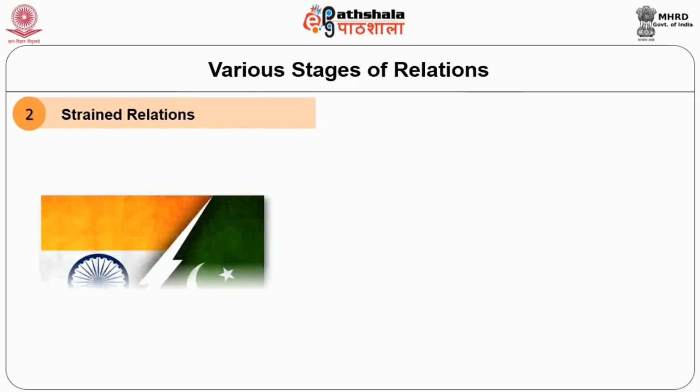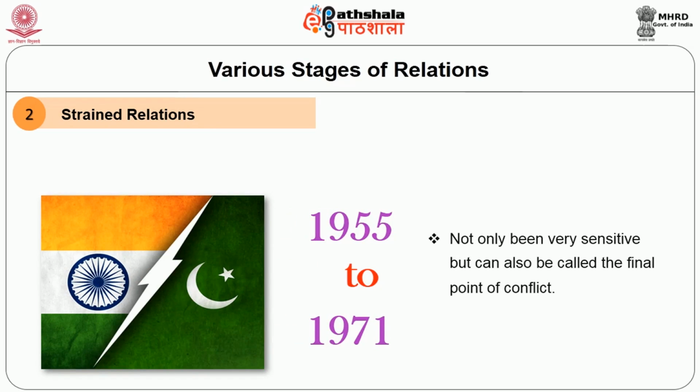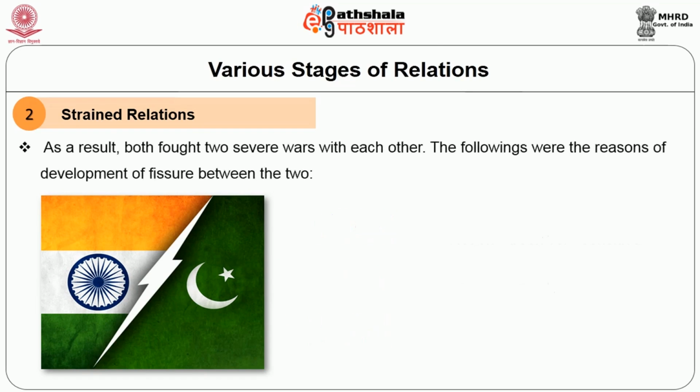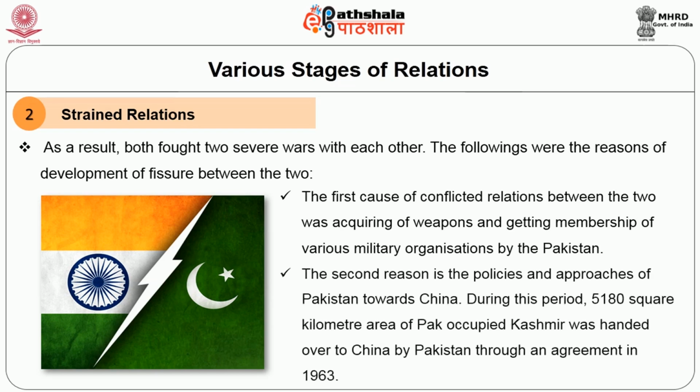Strained relations. The period of Indo-Pak relations from 1955 to 1971 has not only been very sensitive, but can also be called the final point of conflict. As a result, both fought two severe wars with each other. The following were the reasons for the development of a fissure between the two. The first cause of conflicted relations between the two was the acquiring of weapons and getting membership of various military organizations by Pakistan. The second reason is the policies and approaches of Pakistan towards China.